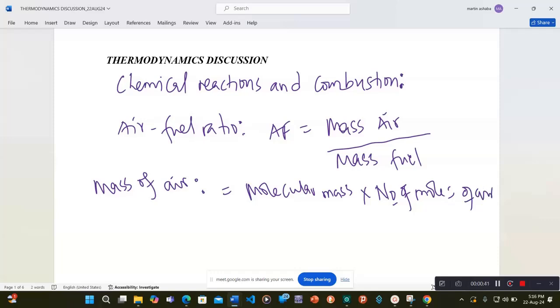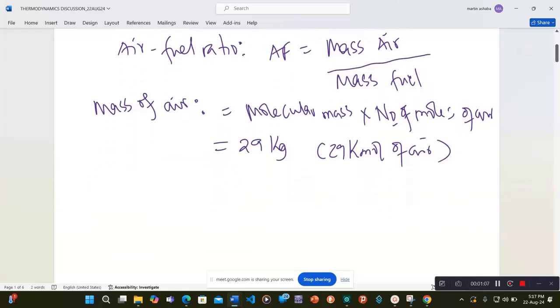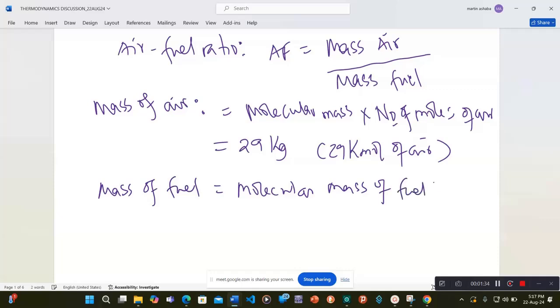And what we have to remember always is that the molecular mass of air is going to be a constant 29. Okay? You can take it as 29 kilograms, or if we talk about it in terms of moles, it can be 29 kilomoles of air. For any other fuel, usually fuel is hydrocarbons, and you can always get their molecular masses, and then based on the number of moles, you are able to determine that mass. So the mass of fuel will also equal the molecular mass times the number of moles.